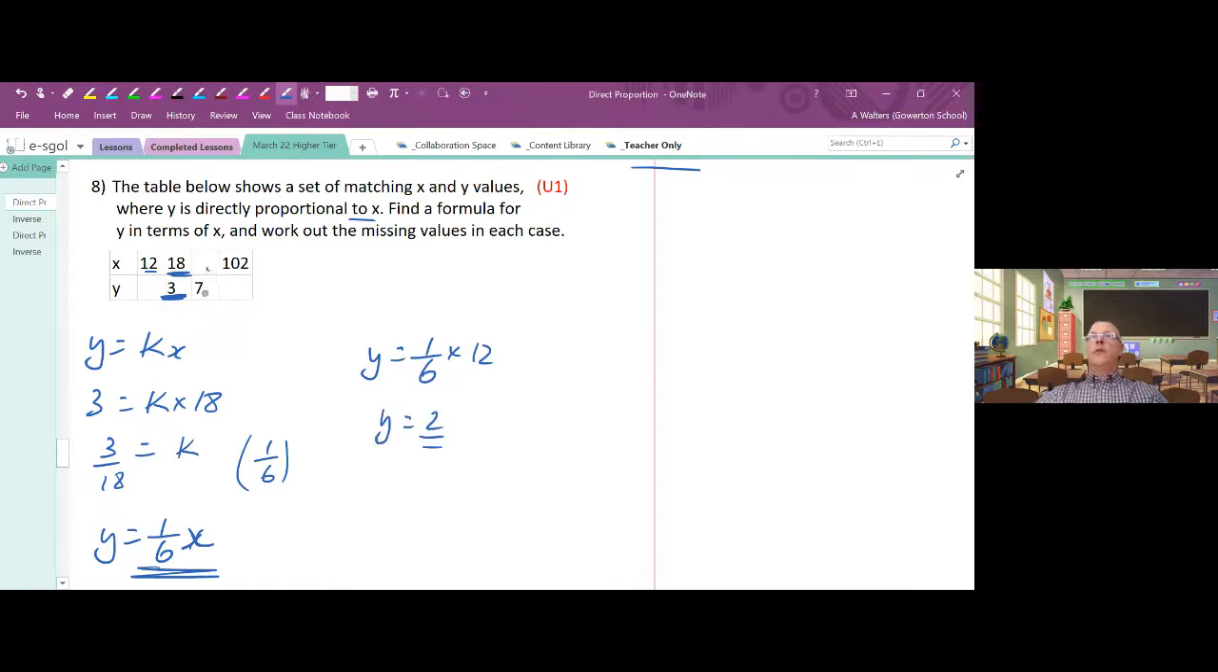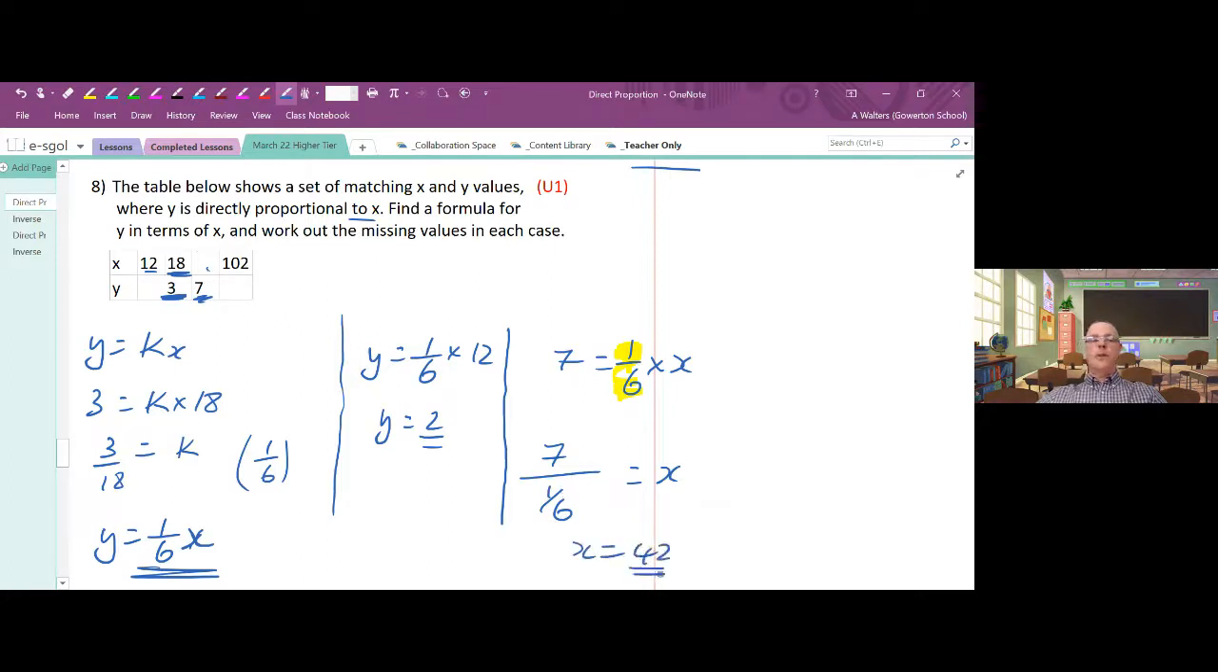The next one here, y is 7, so y equals 1/6 x. Again, the y value is 7, so let's draw a line here. The y value is 7, not the x. The y value is 7, 1/6 times x. So I'm multiplying by 1/6 on the right. When I take it over to the left, I divide by 1/6. So 7 divided by 1/6 is the value of x. Now we know this 1/6 in a whole number, 12 in two whole numbers, and eventually 42 is the answer. Because when you divide by 1/6, you multiply by 6, so x is equal to 42.